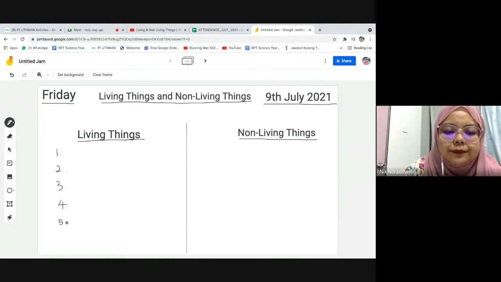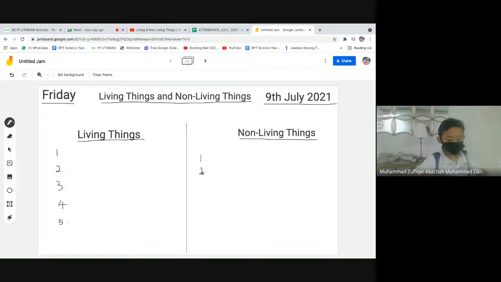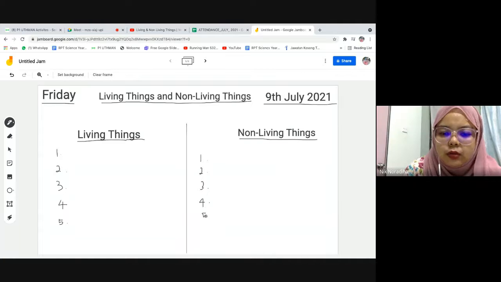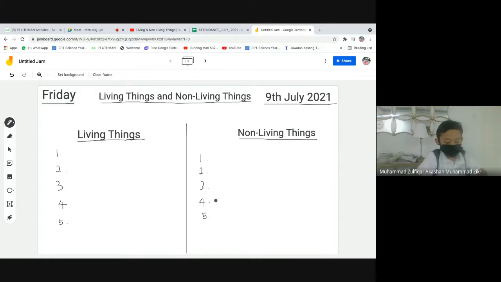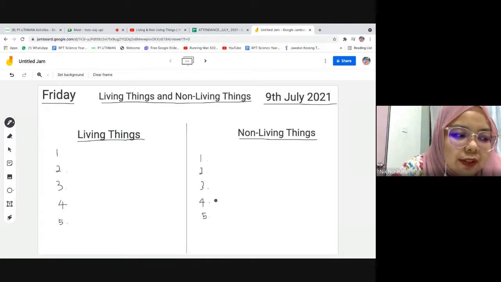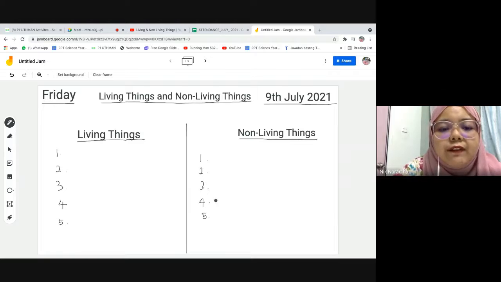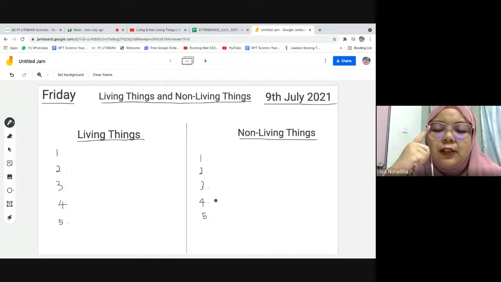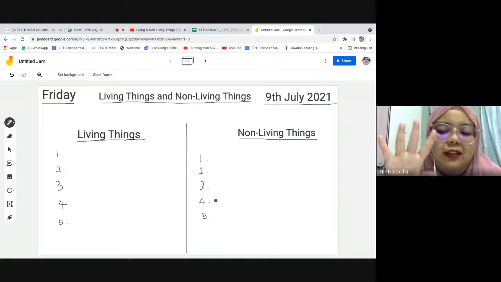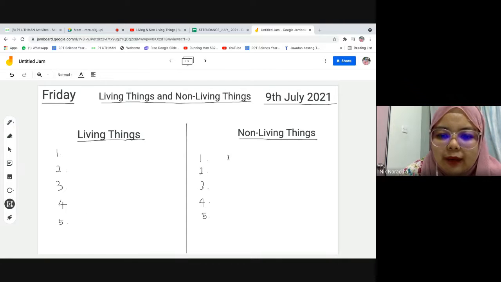Do we do science at the school like this one? Before this, in physical class, teacher asked you to find this at the school field. Do you remember that I brought you to the school field? Yes, teacher. So we found 5 living things and 5 non-living things. Today, teacher wants you to list 5 living things and 5 non-living things at your home. Teacher will list the first one: I have a water bottle.